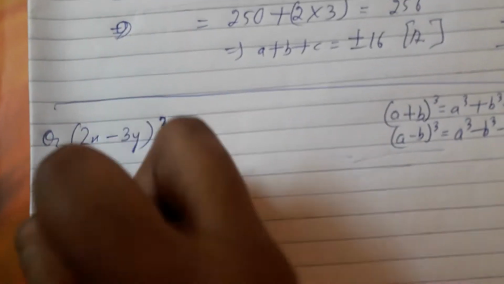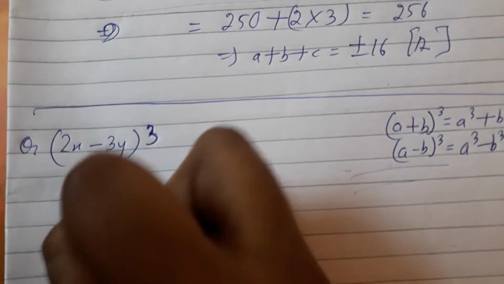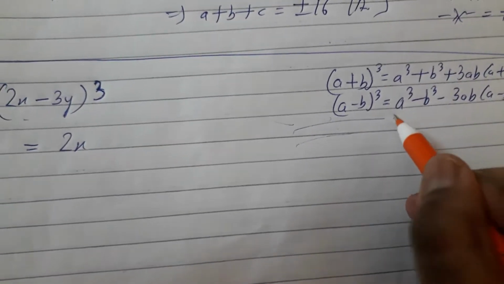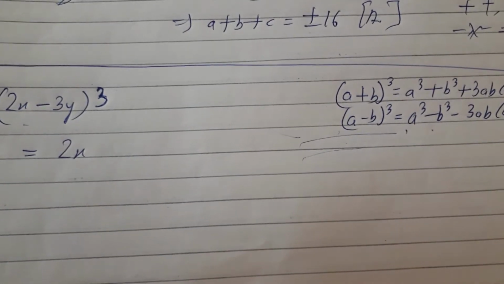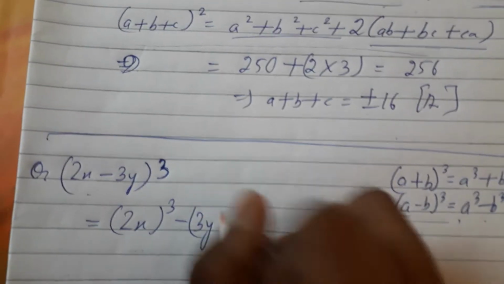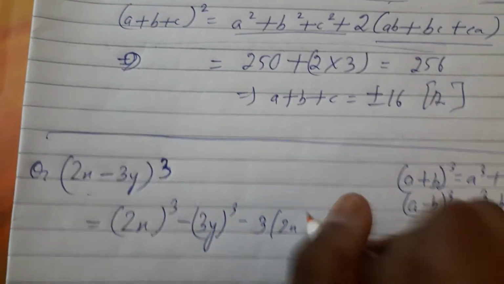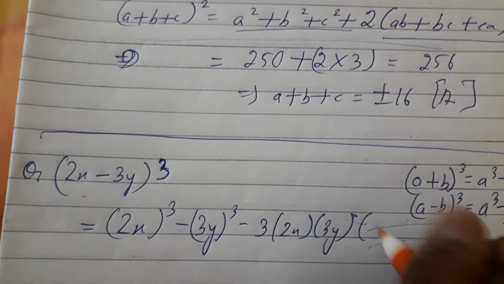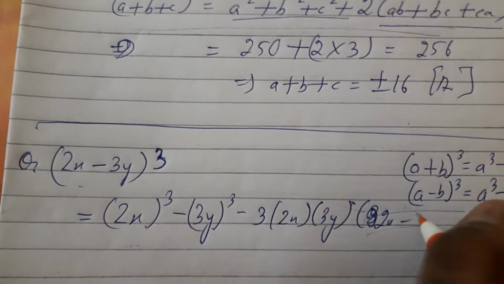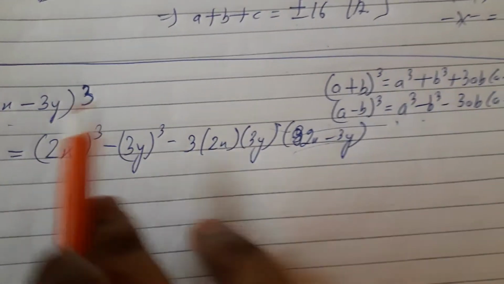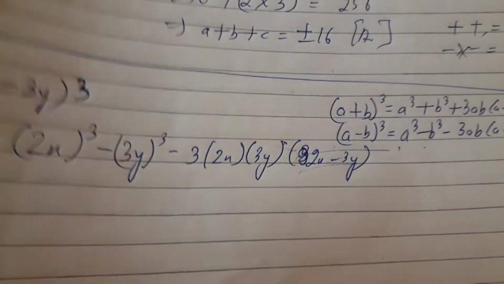It will be a cube minus b cube minus 3ab into (a minus b). See, a cube minus b cube minus 3ab into (a minus b). You have to just write the values of a and b.